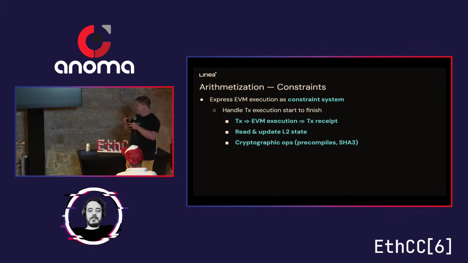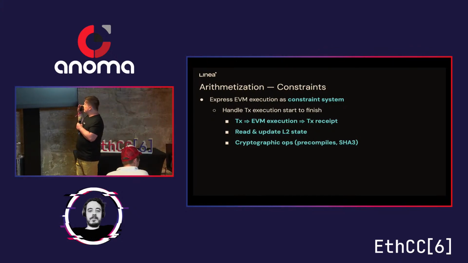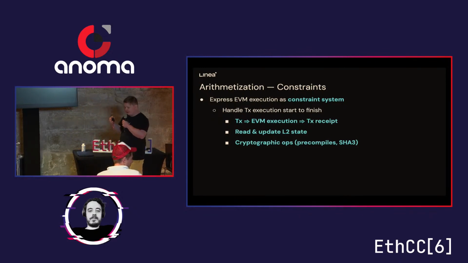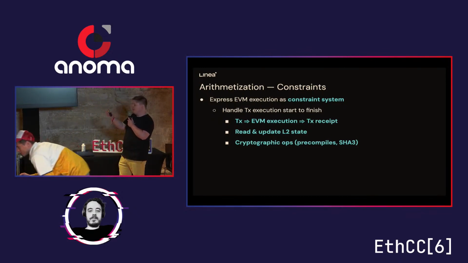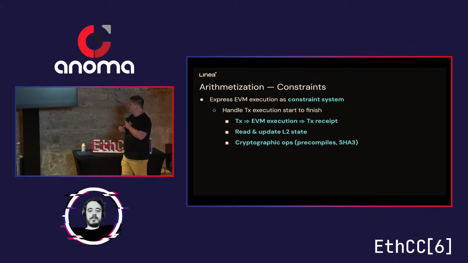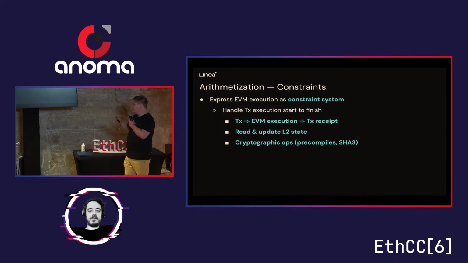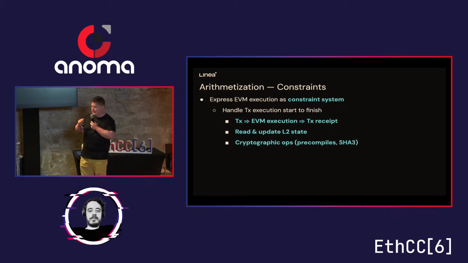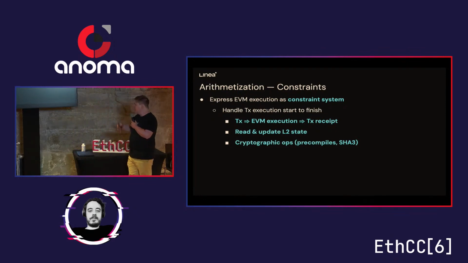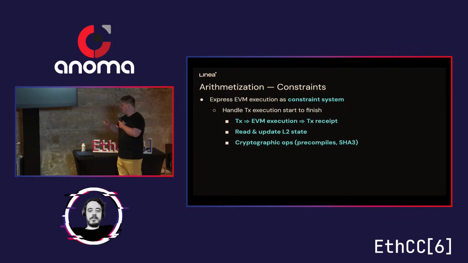But this is not all, because the EVM is not just a virtual machine that runs in the ether. It is connected to a state. So the arithmetization also comprises this part: we need to be able to read and update, that is, we need to connect with the L2 state. And this too must be part of the arithmetization. And finally, there are certain cryptographic operations that live in a class of their own, which are ubiquitous throughout the EVM, be it hashing, such as SHA-3, SHA-2, etc., or precompiles. This is a whole different part of the arithmetization, which I will not be talking very much about today.